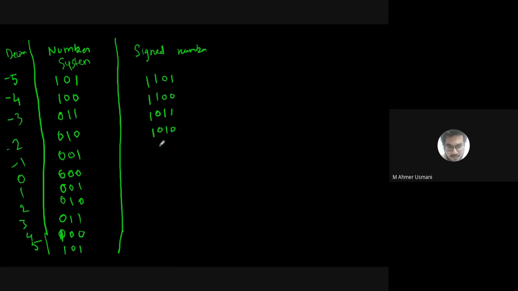-1 can be written as 001, and you'll put a negative sign over here. 0 can be written as 000. What do you need to put over here, MSB 1 or 0? 0. Okay. 1 can be written as 001, with MSB 0.